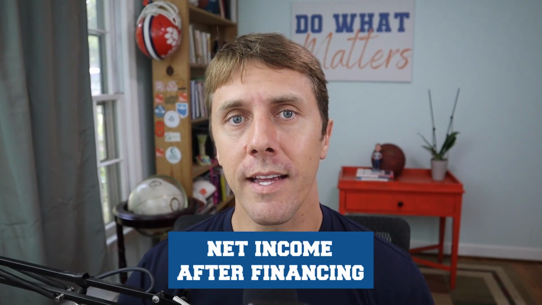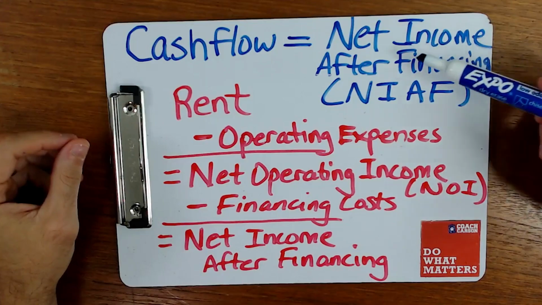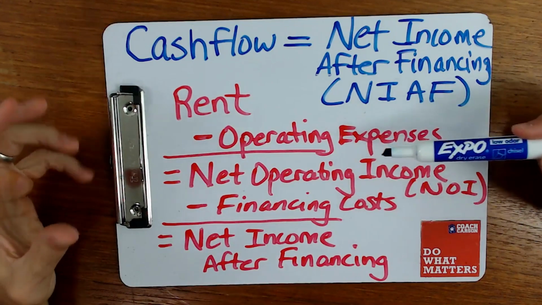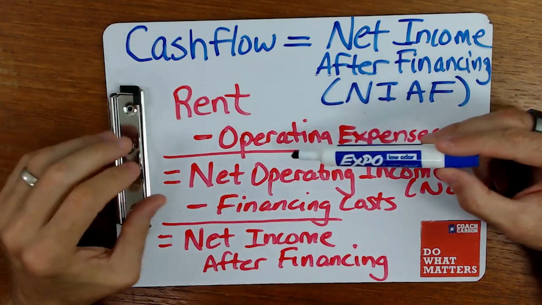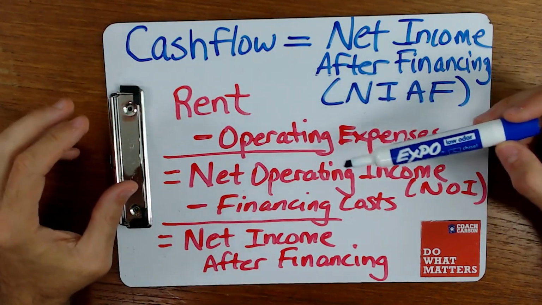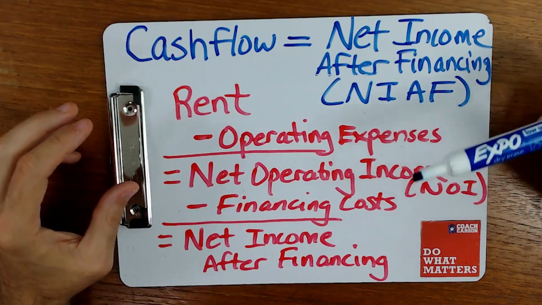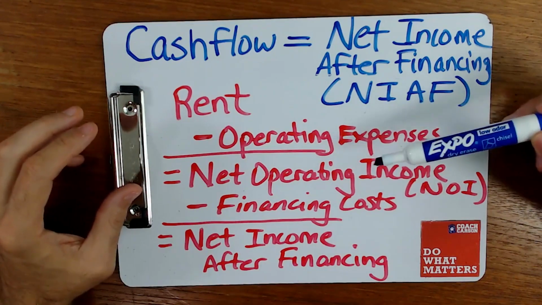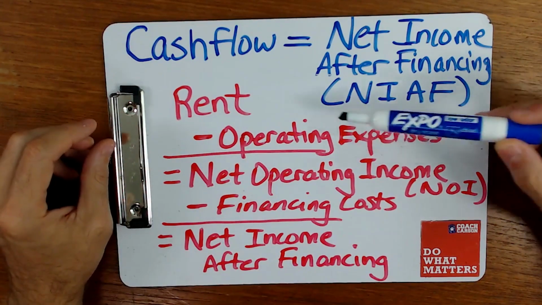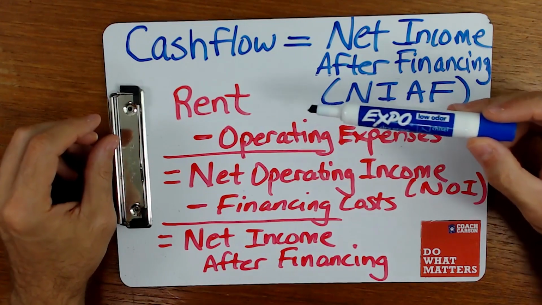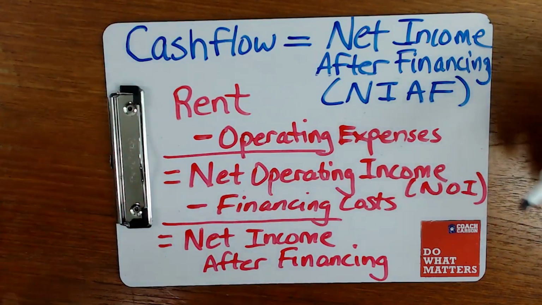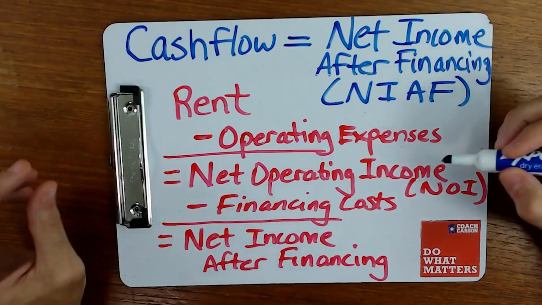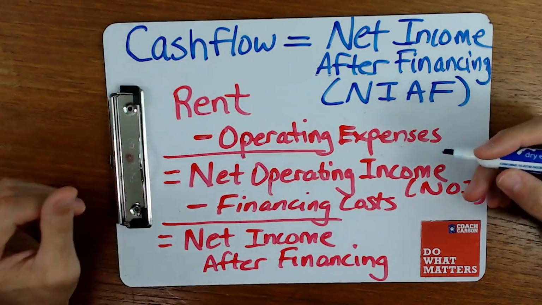Cash flow is just an informal term for something called net income after financing. So I've got a very abbreviated formula here. I'm going to go into more detail in another example, but it's just the rent that you collect. So the total rent you collect minus something called operating expenses. This is going to include taxes, insurance, maintenance, management. I'll give you a comprehensive list in a moment. When you subtract those operating expenses from your rent, you get something called your net operating income, also abbreviated as NOI. And this is a really important formula to know in real estate investing.